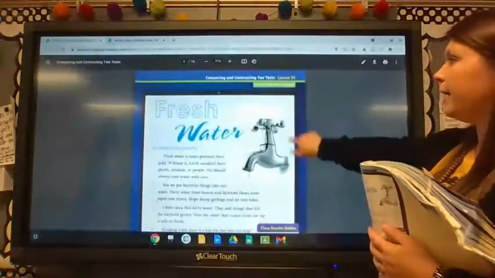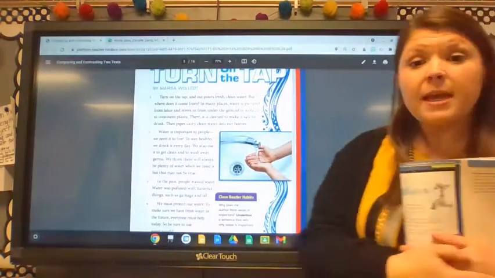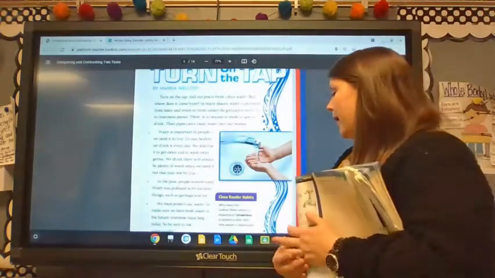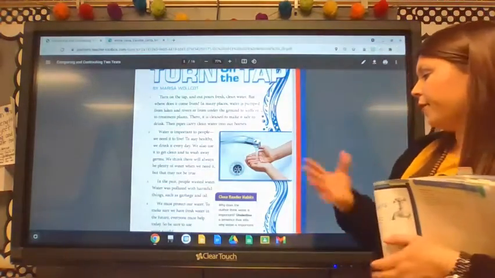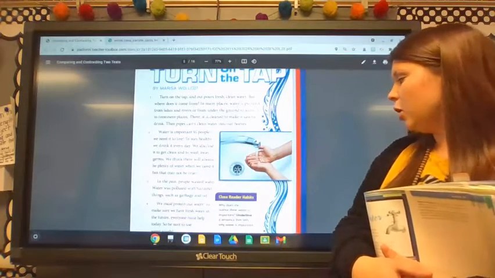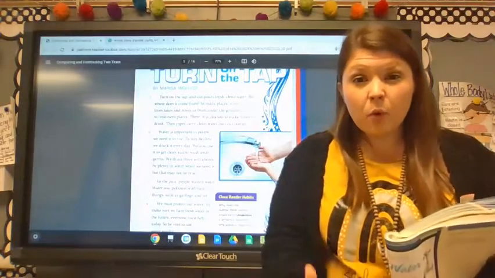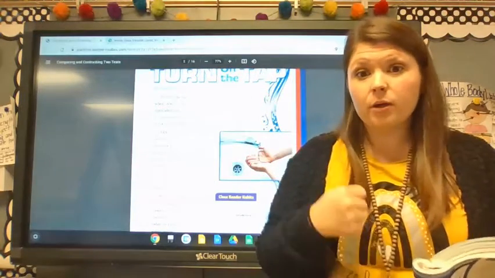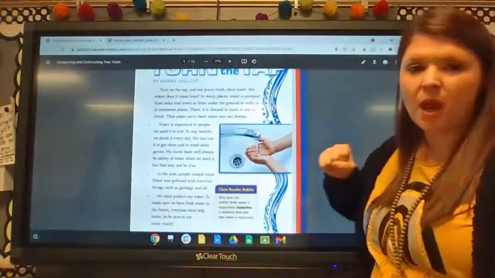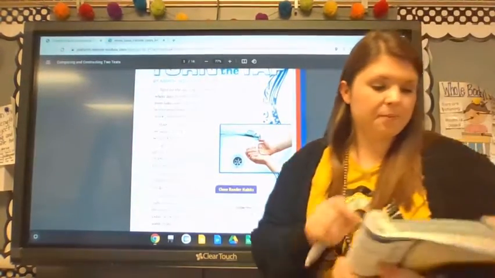So let's go ahead and let's go back to Turn on the Tap. In order to help us pick out which points are important, our close reader habit says, why does the author think water is important? Underline a sentence that tells why water is important. So I know that an important point here is going to be about why water is important, but I need to find that in my text to prove it, okay? All right, so let's go ahead, readers, and let's begin.